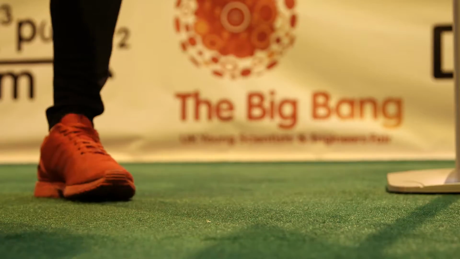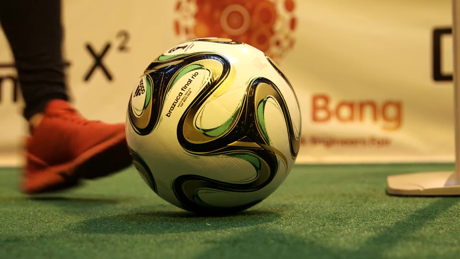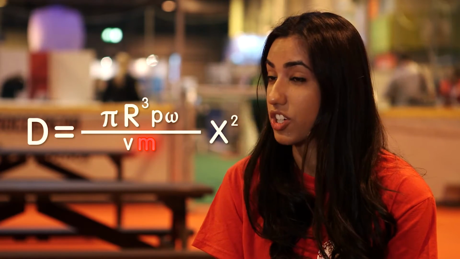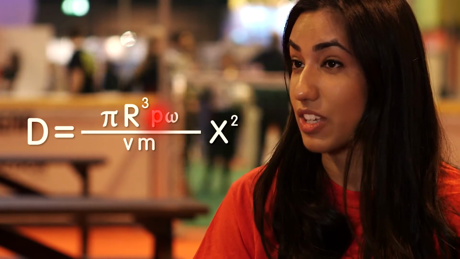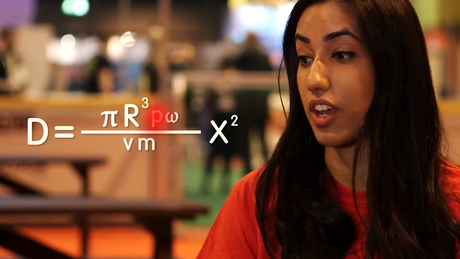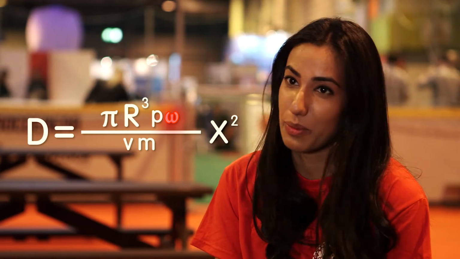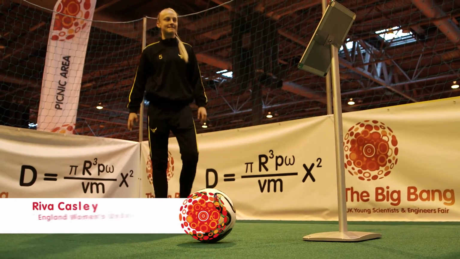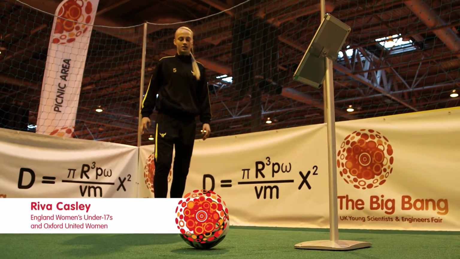The mass of the ball is also important. For heavier balls, that reduces the amount of curvature. If the air is denser, that's also going to affect the curvature. And finally, how much spin is put on the ball. So as you would expect, if you put more spin on the ball, it's going to bend more.